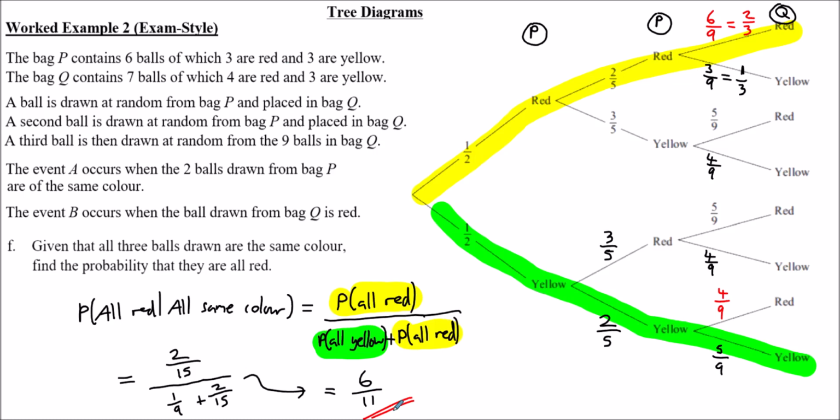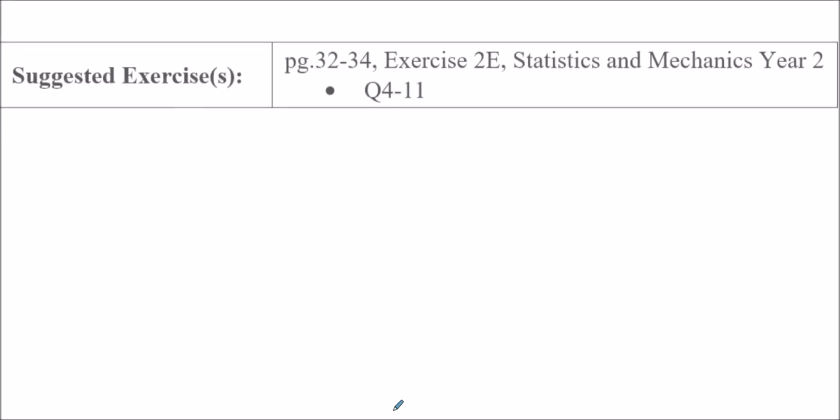So there's 2 exam-based questions on tree diagrams. Now you need to try some on your own. So in your books, if you could turn to page 32, exercise 2E in the Stats and Mechanics Brown book, try questions 4 through to question 11, and double check as you're going regularly through the questions. Self-assess and ask me or someone who you trust if you are getting stuck.